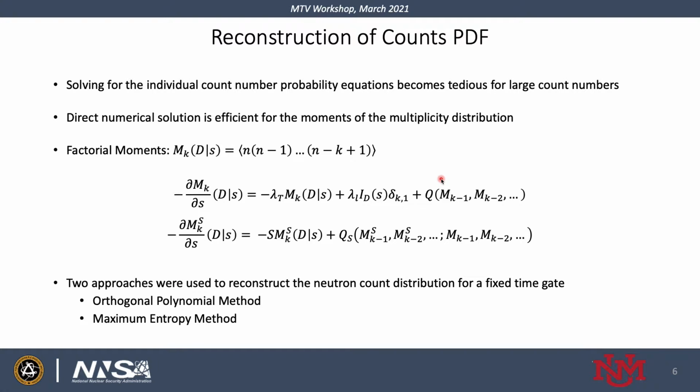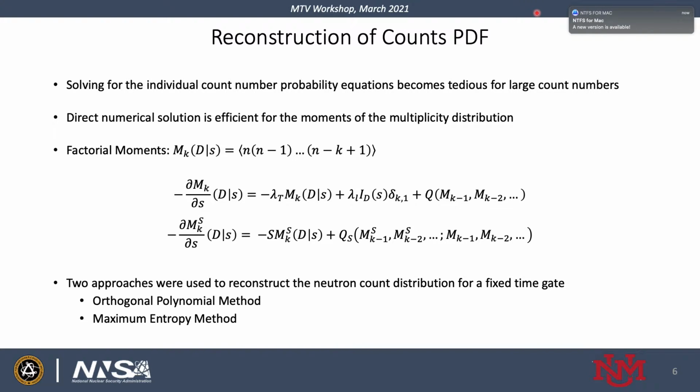So we've seen that the backward master equation can be solved for the individual count number probabilities. But for large count numbers, this becomes tedious. However, we found that the numerical solution is quite efficient for the moments of the multiplicity distribution. So we had to ask the question, can the probability distribution be reconstructed from a finite, preferably small, number of moments? And to answer that question, we derived equations for the factorial moments.